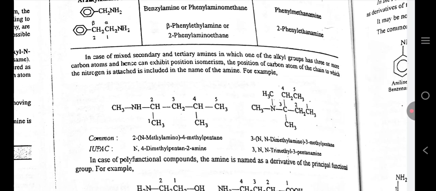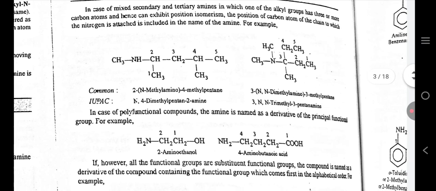In case of mixed secondary and tertiary amines in which one of the alkyl groups has three or more carbon atoms and hence can exhibit position isomerism, the position of the carbon atom of the chain to which the nitrogen is attached is included in the name of the amine. For example, 2-N-methylamino-4-methylpentane, N,4-dimethylpent-2-amine.